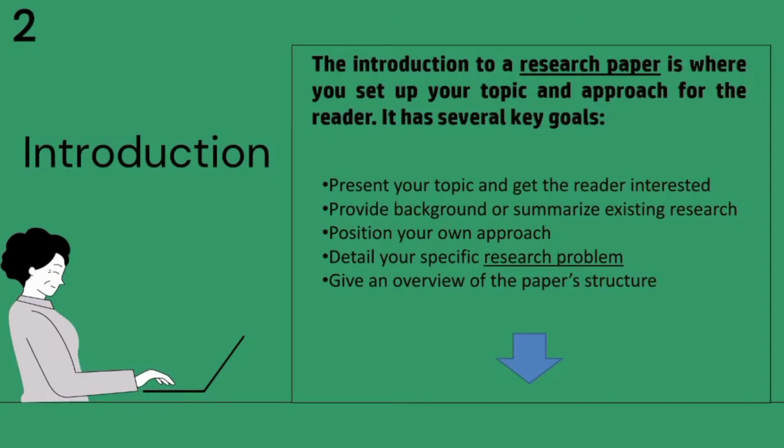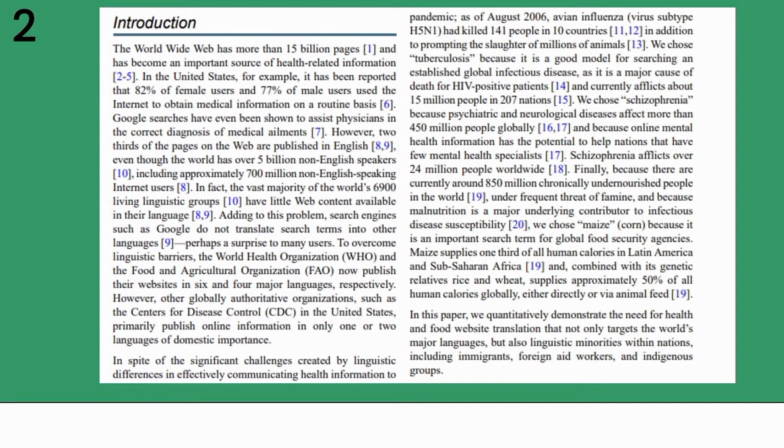The second is the introduction. The introduction to a research paper is where you set up your topic and approach for the readers. The introduction has several key goals. There are 4. We can see them and count them together. Here I show you a picture that I have taken from the journal that has been identified.